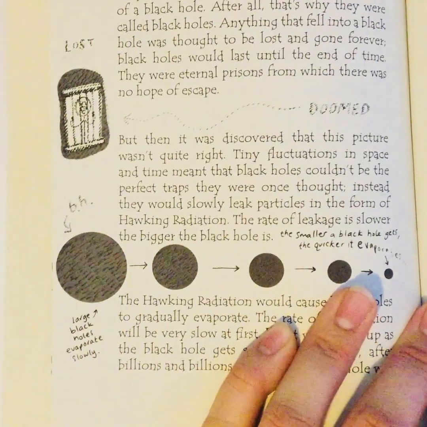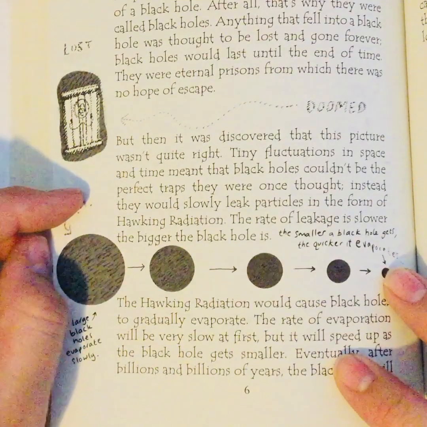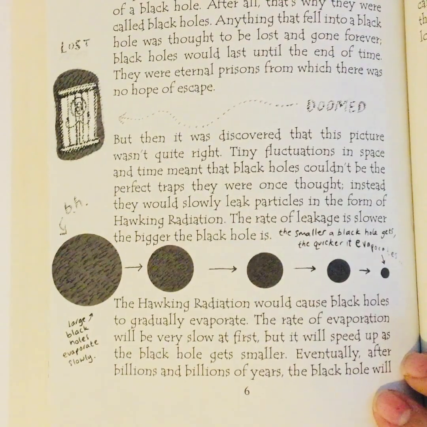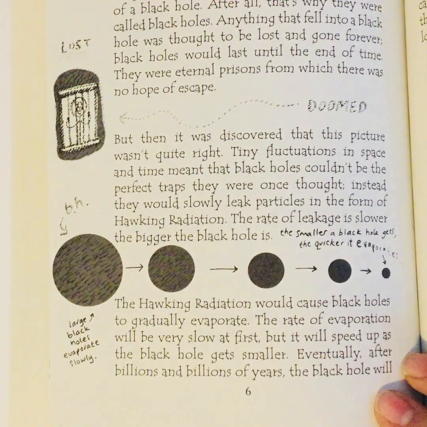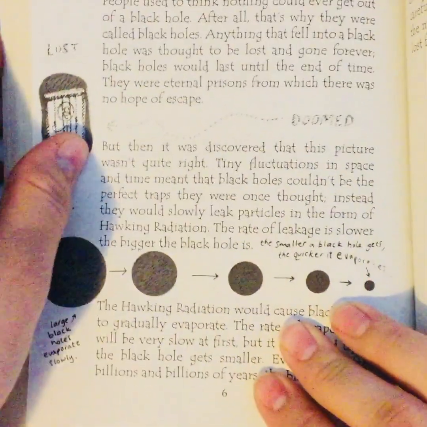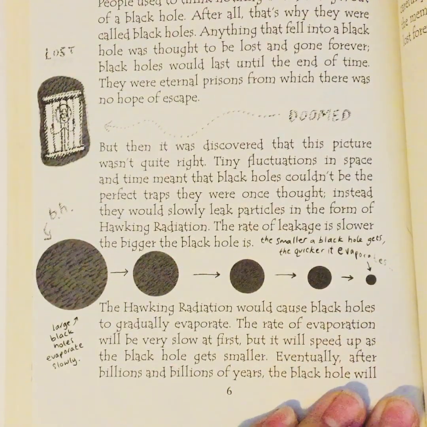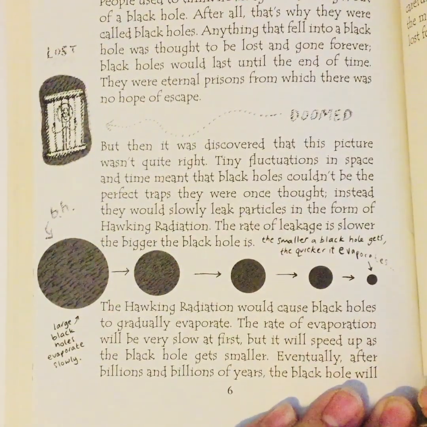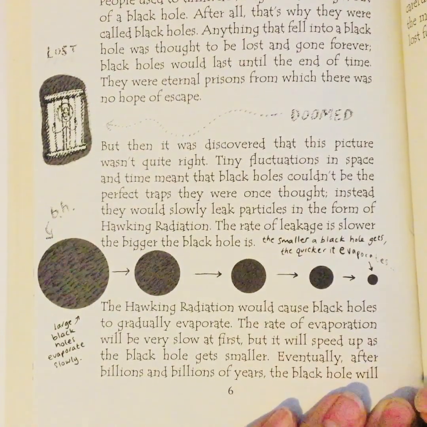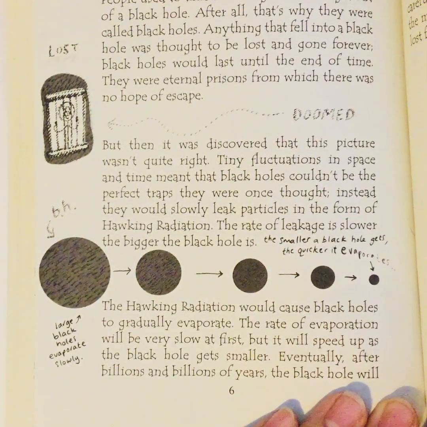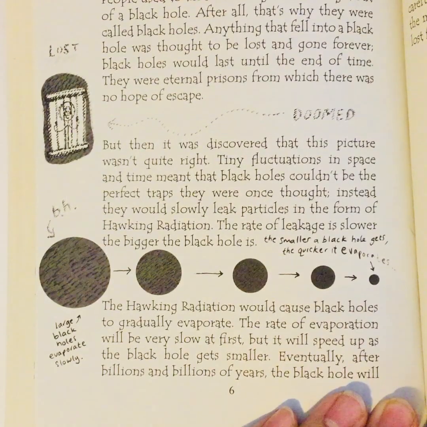But then it was discovered that this picture wasn't quite right. Tiny fluctuations in space and time meant that black holes couldn't be the perfect traps they were once thought. Instead, they would slowly leak particles in the form of Hawking radiation. Interesting. The rate of leakage is slower the bigger the black hole is. The smaller the black hole gets, the quicker it evaporates. Large black holes evaporate slowly. The Hawking radiation would cause black holes to gradually evaporate.